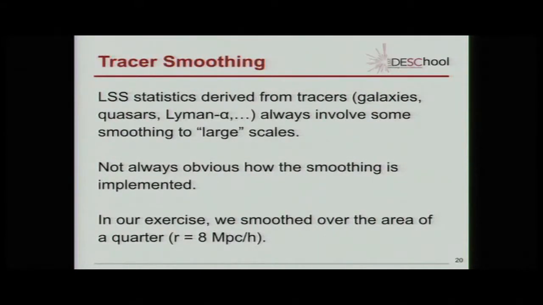Another thing to be aware of is that when we do statistics of large-scale structure, there's always some smoothing to large scales. A galaxy is really small compared to a megaparsec, but those are the tracers that we use. So there's always some implicit smoothing, and I find it confusing reading the literature. It's not often clear how the smoothing was implemented. Often it's in multiple stages. So in our exercise, to be clear, we smoothed over the area of a quarter. So we had basically a hard disk cutoff.